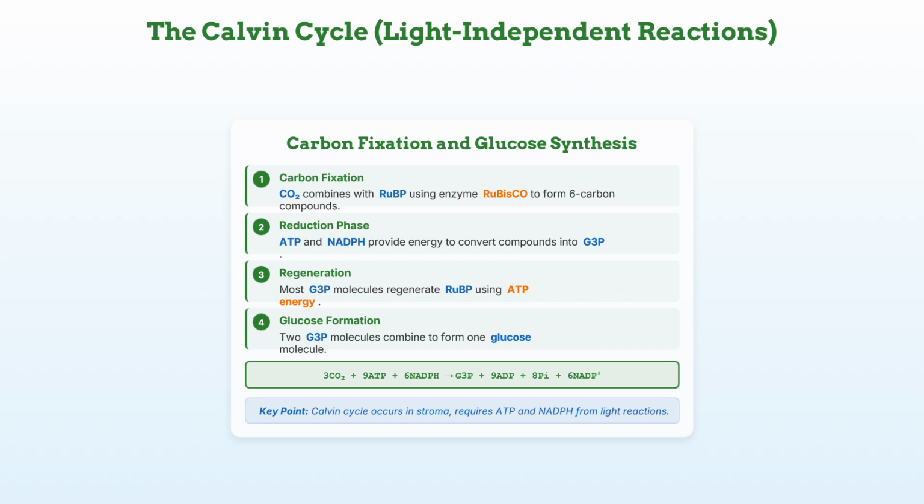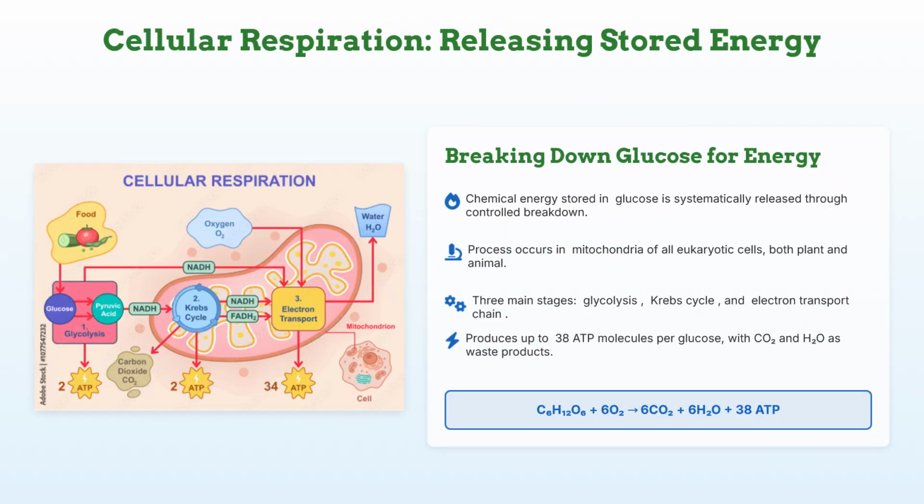During the reduction phase, ATP and NADPH from the light reactions provide energy to convert these compounds into G3P. Most G3P molecules are recycled to generate RuBP, allowing the cycle to continue processing more carbon dioxide. This cycle must turn 6 times to produce 1 glucose molecule, requiring significant energy investment from the light reactions.